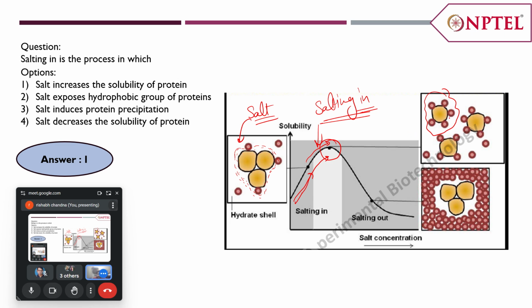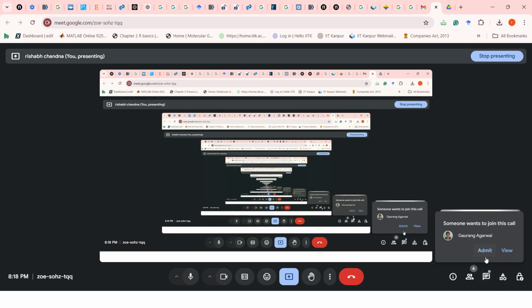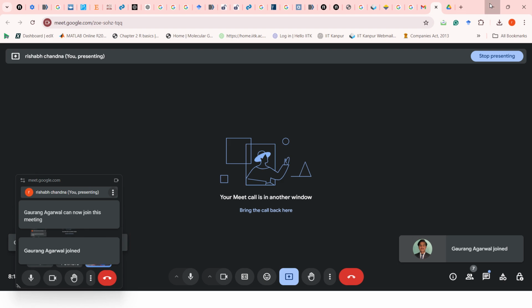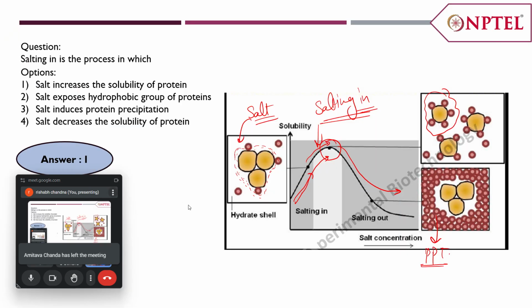Now, when this particular protein needs to be precipitated from that organic solvent, we increase the concentration of the salt. After increasing the salt concentration, the protein will be fully surrounded by the salt molecules. So in that case, the protein gets precipitated out. This process of precipitation after adding more salt is called salting out.